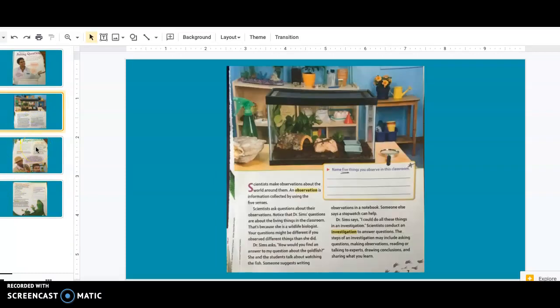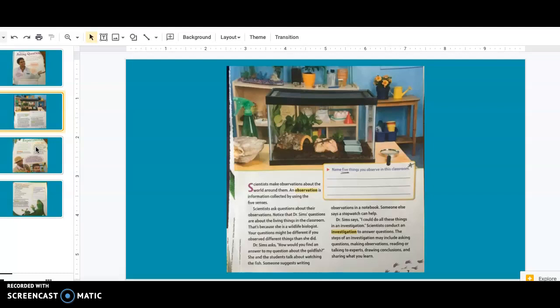Next, we have page 7. Here's that photo you'll be looking at. There's lots of things to observe there. So you should be able to come up with a great question. Please make sure you read all the paragraphs on page 7. Take note, there are some yellow highlighted words. These words are important words, words that you should know. The first word there that starts with an O is observation, and the other word that starts with an I is investigation. So, our activity on this page is to name 5 things you observe in this classroom.